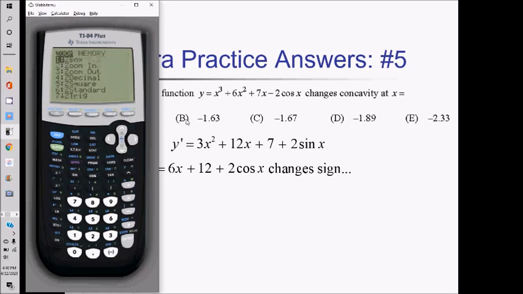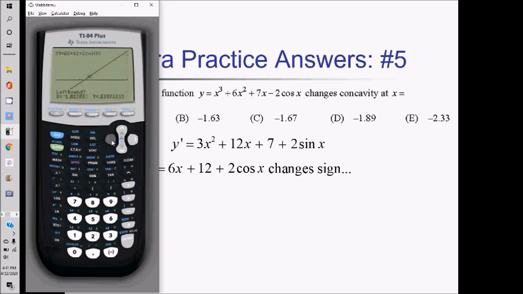So now let's try zoom fit. Can't put things out of order. The calculator knows better. So there is my graph between negative 2.5 and negative 1. And we see here that we're changing the sign of y double prime at this spot. Let me do second trace and then zeros to see which one that is.